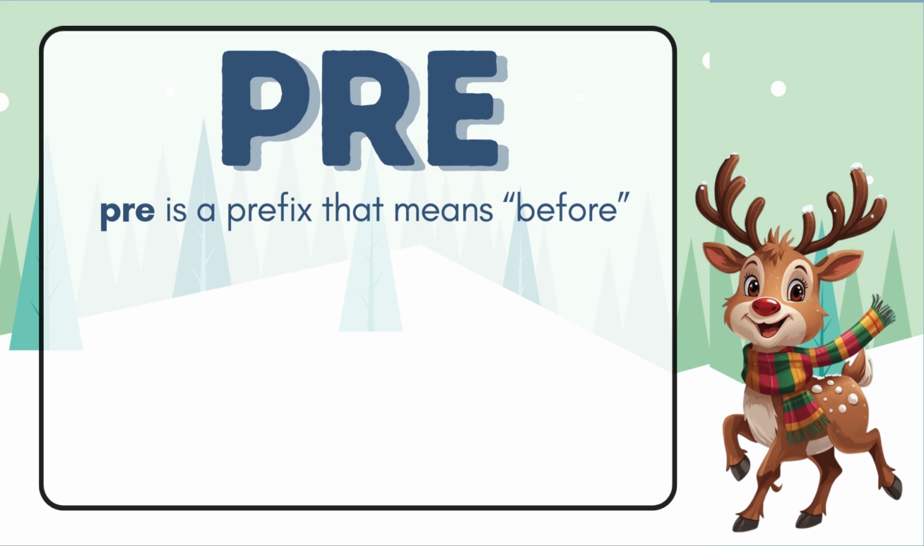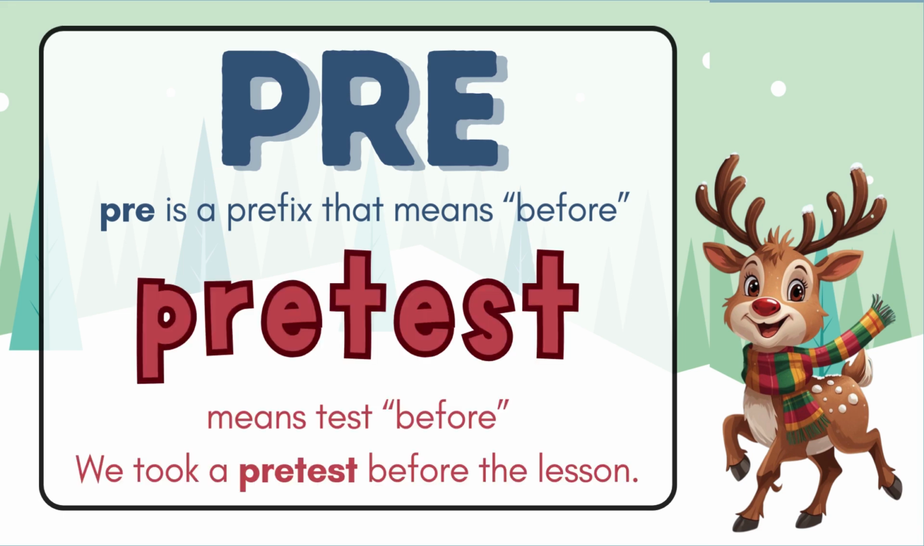And our third prefix is pre. Pre is a prefix that means before. Read that with me. Pre is a prefix that means before. A sample word would be pretest. Pretest means test before because pre means before. We took a pretest before the lesson. We took the test before it. Read that with me. Pretest means test before. We took a pretest before the lesson.